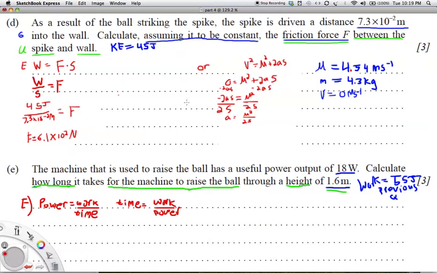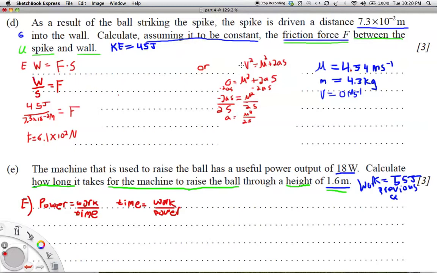There's another way to solve this problem here. I know that the final velocity is 0. The initial velocity, I know that to be 4.54 meters per second. And I know the distance that it traveled. So I can actually solve for the acceleration and multiply it by the mass to get the force. I have the mass of the spike and the ball is 4.3 kilograms.